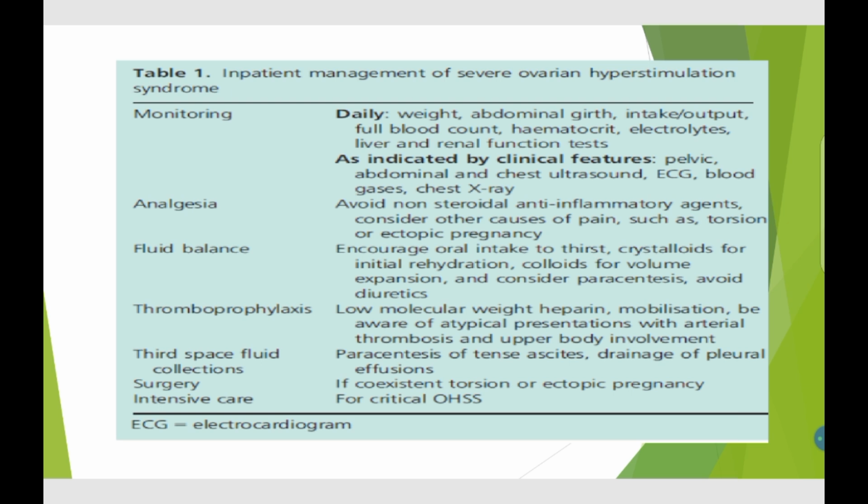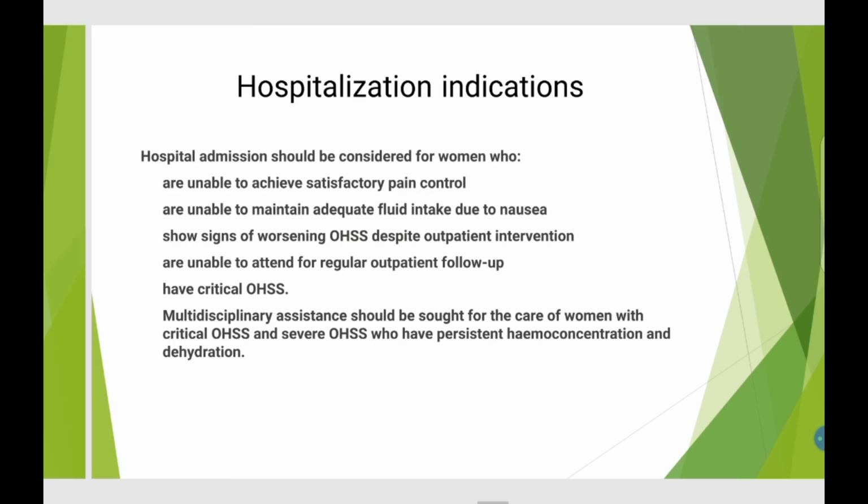Thromboprophylaxis: we have discussed low molecular weight heparin, mobilization, and be aware of atypical presentations with arterial thrombosis and upper body involvement. This is one of the typical features of OHSS. Third space fluid collections: paracentesis of tense ascites and drainage of pleural effusion can be performed. Surgery is indicated if there is a coexistent torsion or ectopic pregnancy. ICU care is required for critical OHSS.